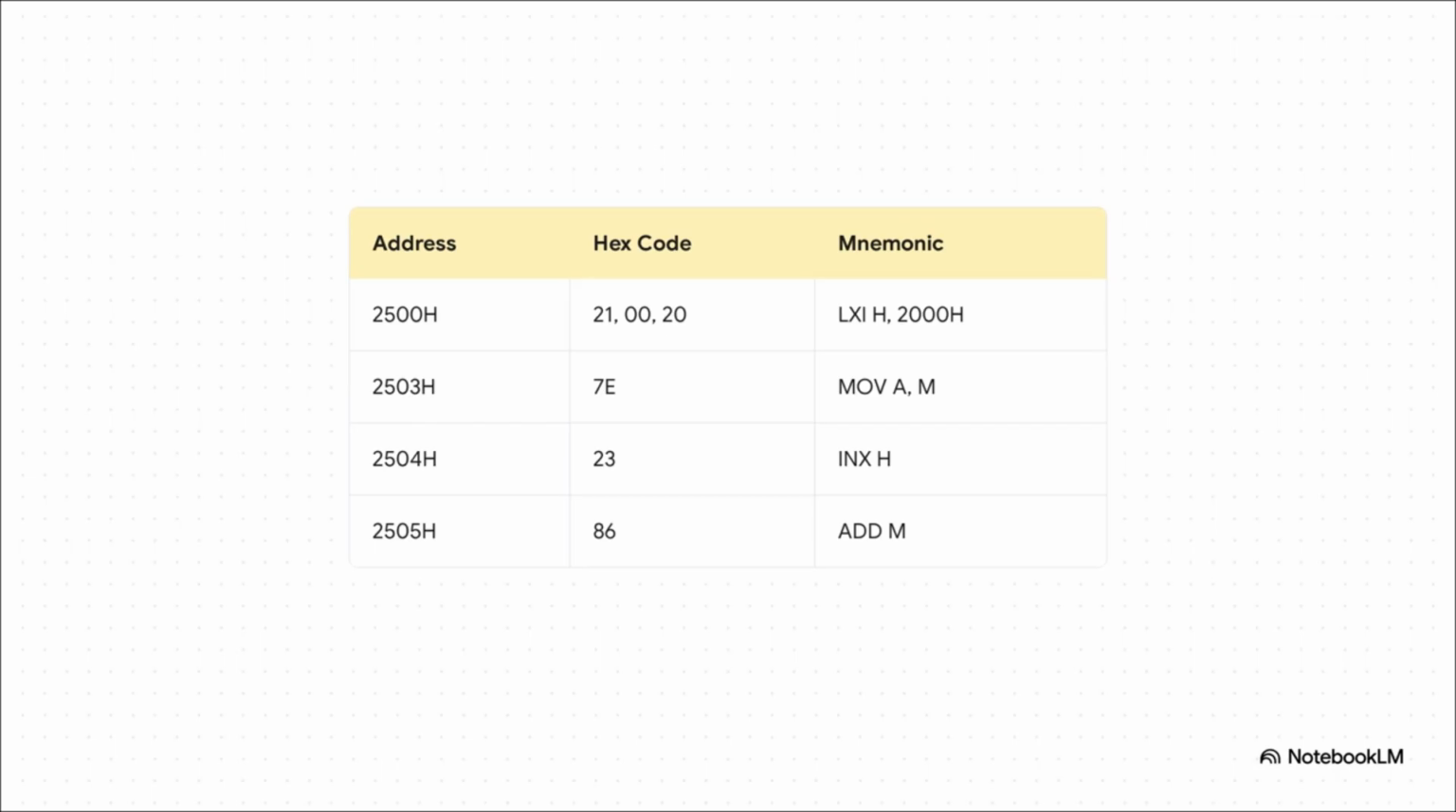Let's trace a real example right now, adding 2 numbers stored in memory. First up, LXI H, 2000H. This points our HL register pair directly to memory address 2000.